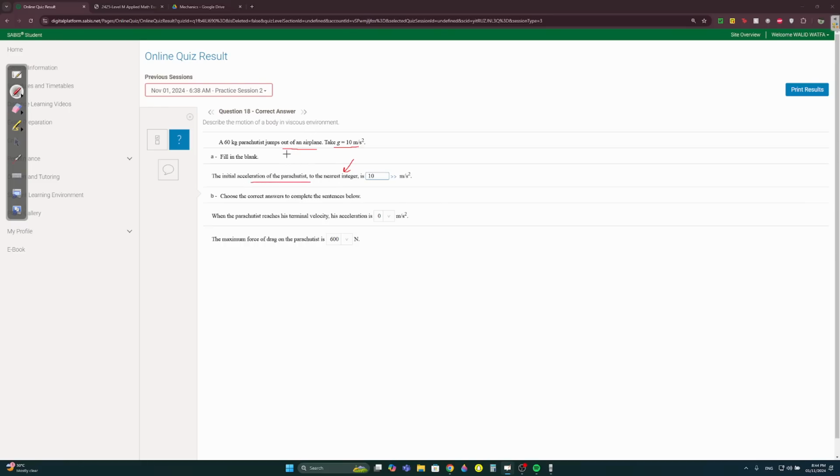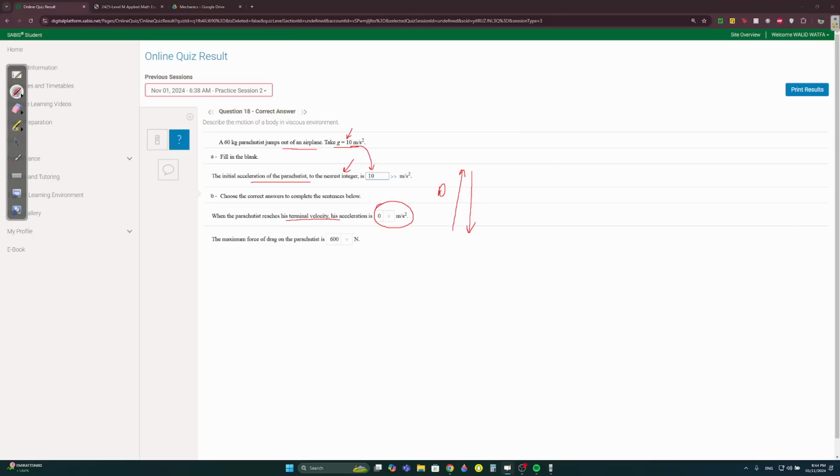The initial acceleration, obviously, when he jumps, his acceleration is going to be equal to the gravitational acceleration, so it's going to be 10. When the parachutist reaches its terminal velocity, what is his acceleration? We didn't take this, but terminal velocity, we took it last year. In case you forgot, terminal velocity is when the air resistance, the drag force, is equal to the force of his weight. So he is now moving at a constant velocity. Obviously, his acceleration is 0.